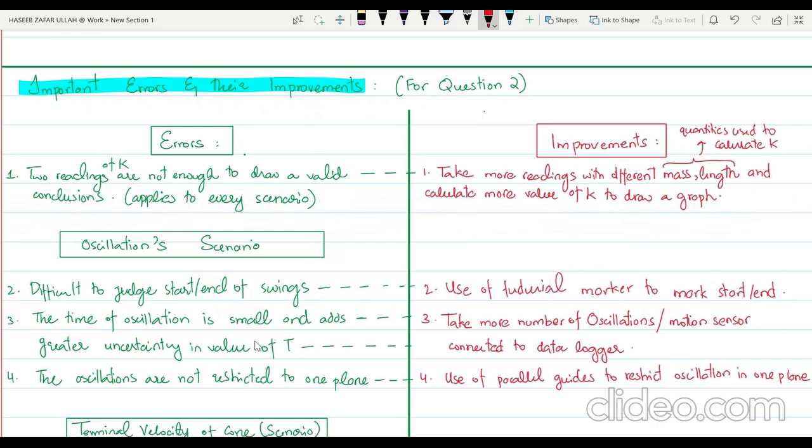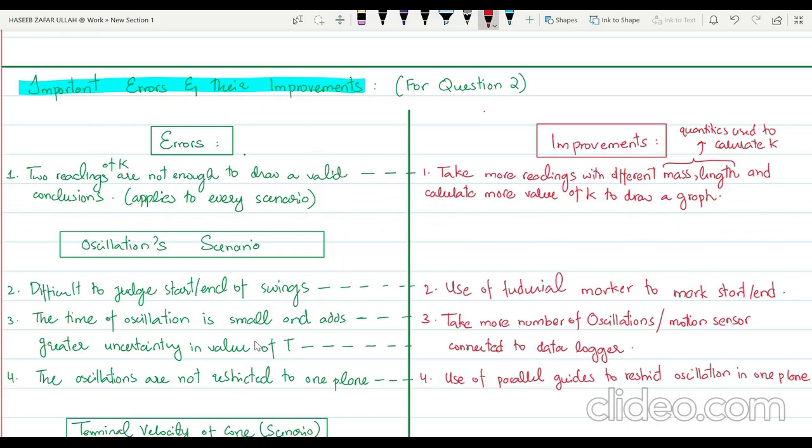You are just calculating two values of k from different values, so it is not a concrete proof. So the improvement can be to take more readings with different mass or length, any quantities which are used in your scenario to calculate k. You have to vary that to calculate the values and the readings, and you have to calculate more values of k to draw a graph. So this is the error and the improvement that can be applied to any of the scenarios.